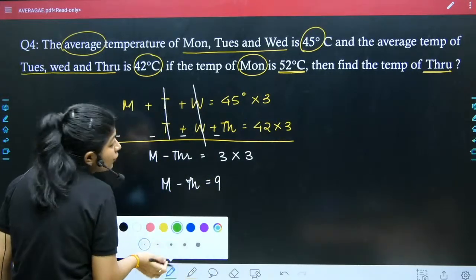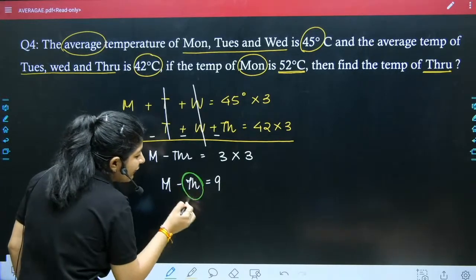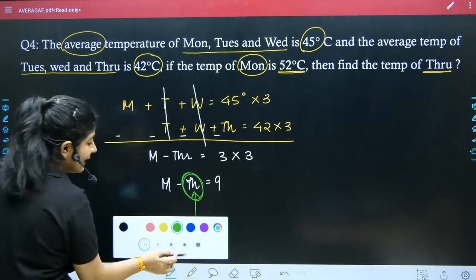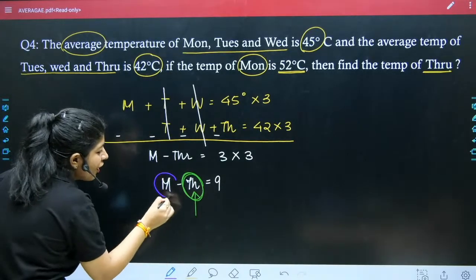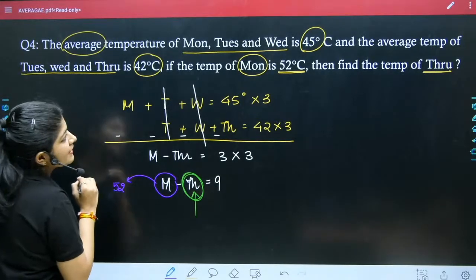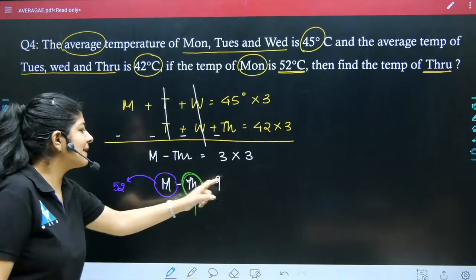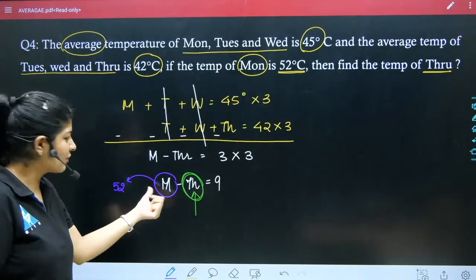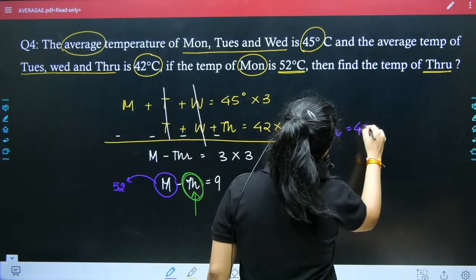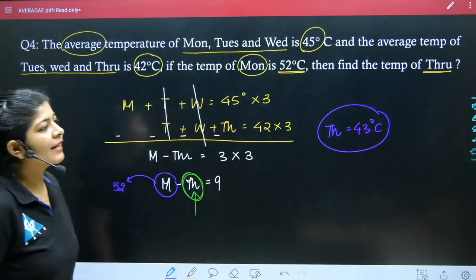But what we have to do, we have to find out the temperature of Thursday. That means we have to find out the value of this one. And it is given that the temperature of Monday is equal to 52 degrees Celsius. So just simply subtract this 9 from this, just to calculate the temperature on Thursday, and that is equal to 43 degrees Celsius. 43 degrees Celsius is the correct answer.